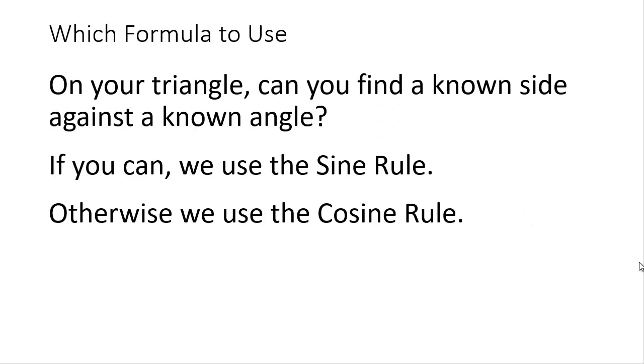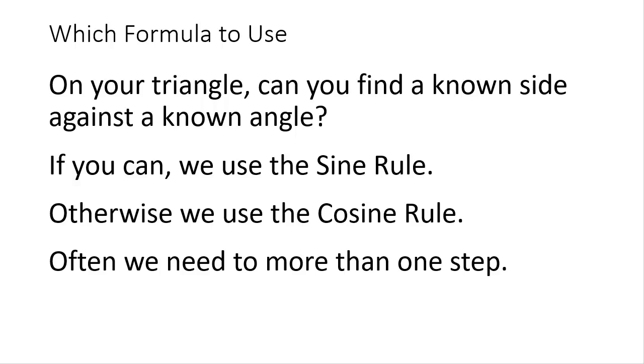So we divide our shape into triangles. If a triangle has three pieces of information, then we can solve it, and then we look and see if we can find a known side versus a known angle, in which case we use the sine rule. If we can't, then we need to use the cosine rule. And often there's more than one step involved in the process.